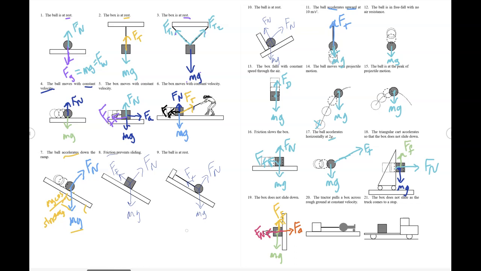The tractor pulls a box across a rough ground at a constant velocity. The reason why it's telling me there's a rough ground, it's just telling me there's a frictional force involved. That's all. Remember those clues we talked about? That's one of them. Then we have mg. We've got our normal force. And we have this tension force. Constant velocity, so our friction equals our tension.